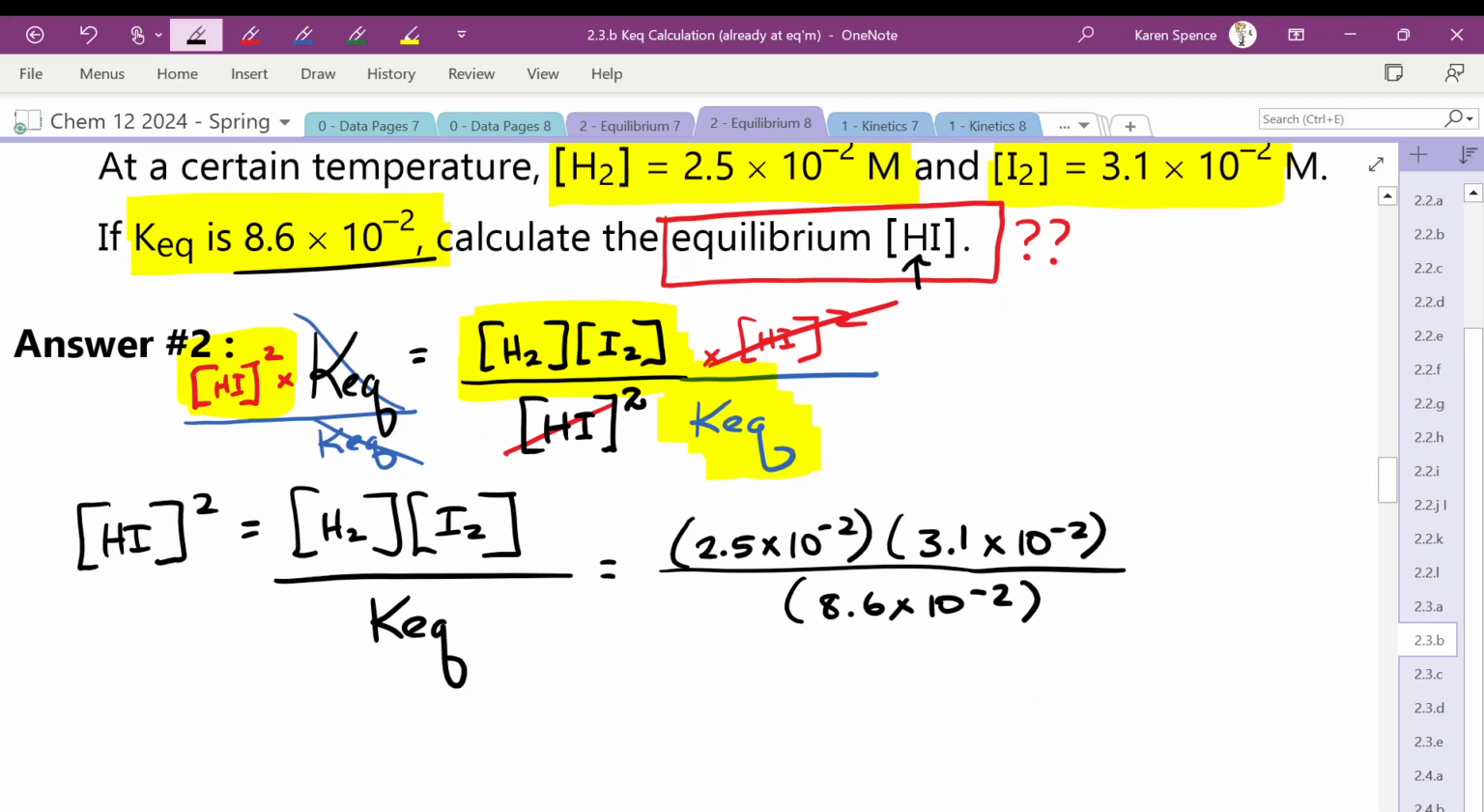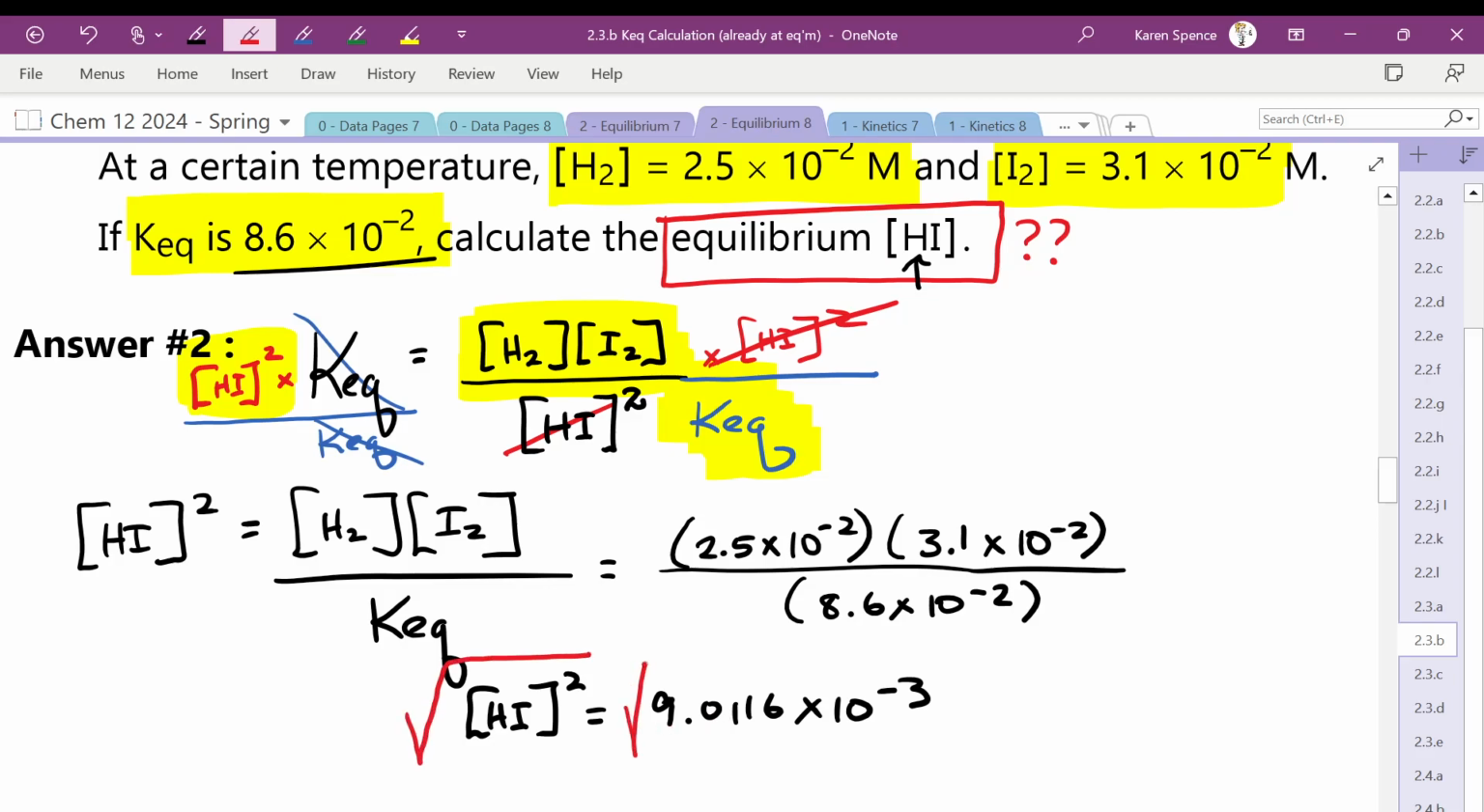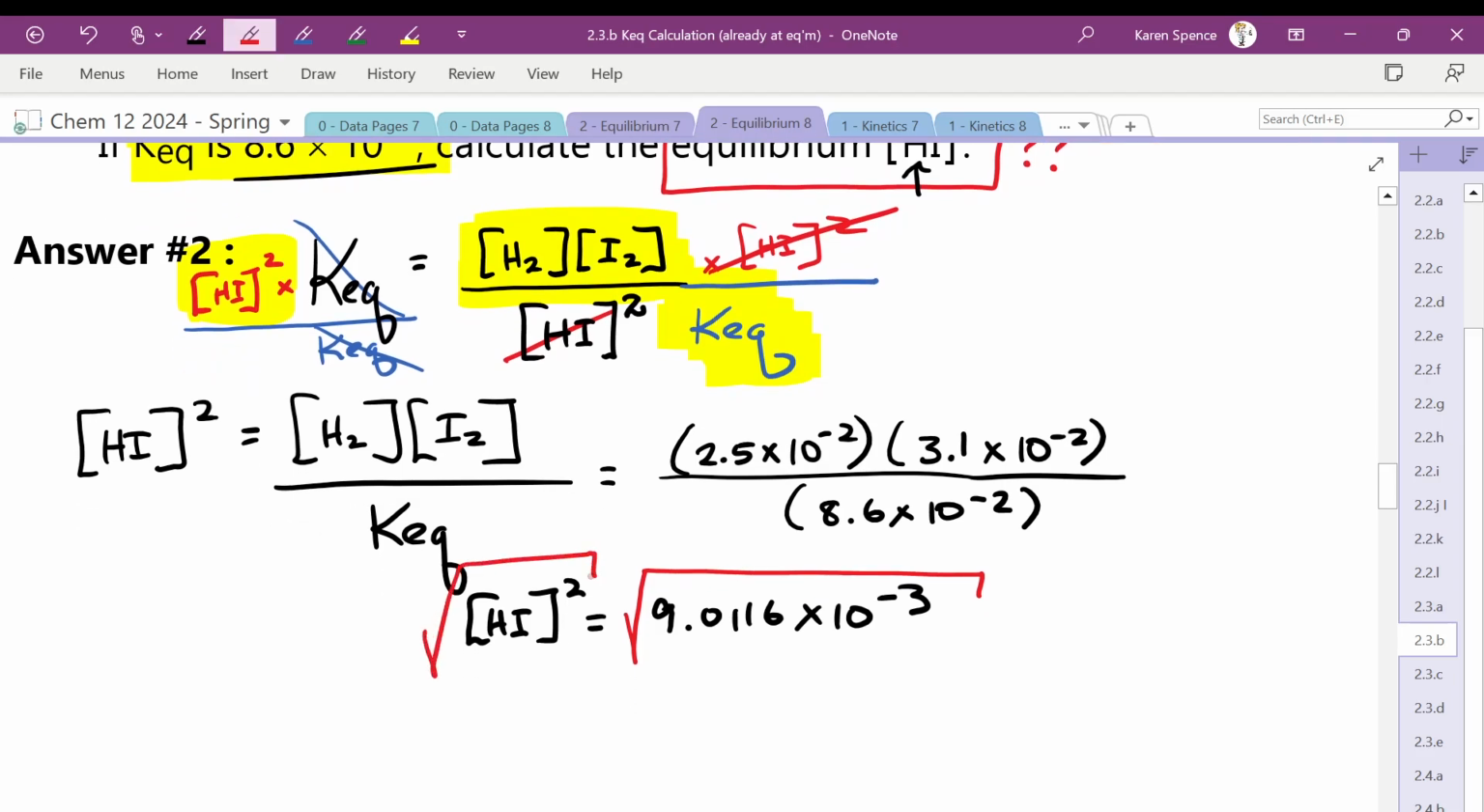Actually, I'm going to do it down here. Is that what you get? 9.0116? Okay, and then you can say, well, I don't actually want HI squared, I want HI. So what that means is I will take the square root of this side and I will take the square root of that side. Is that good? Okay, where did that one go? It just disappeared. There we go.